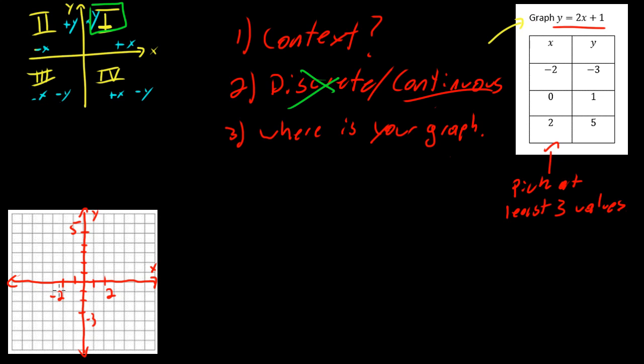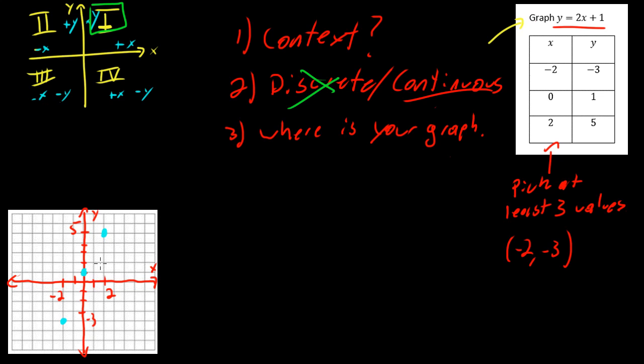Let's put our ordered pairs down. Our first ordered pair is at -2, -3. So let's put that down on our graph. We got -2 and then -3. Our second one is at 0 and 1. And then our third one is at 2 and 5.